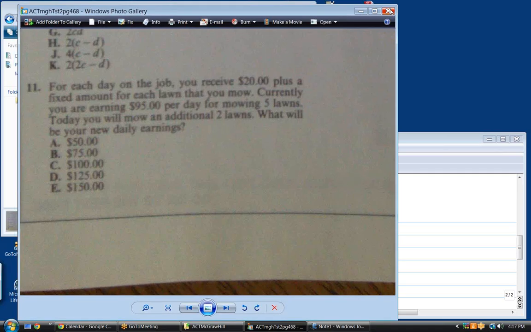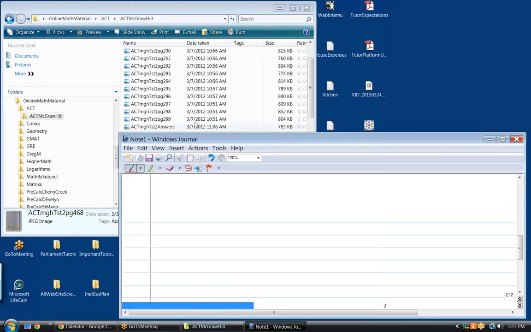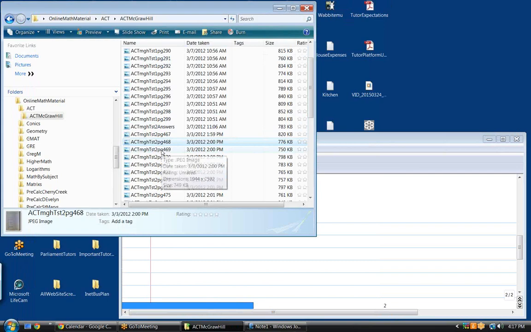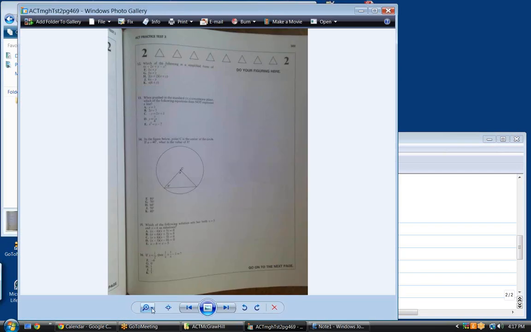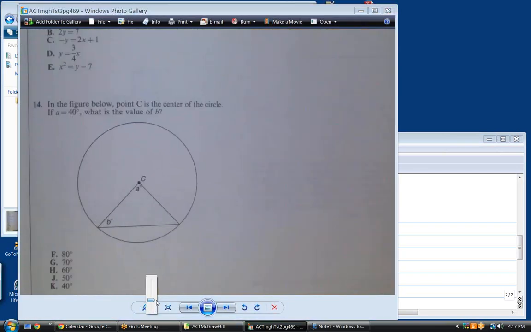All right, let's go to the next page. Oh, finally something that's a little more legible.